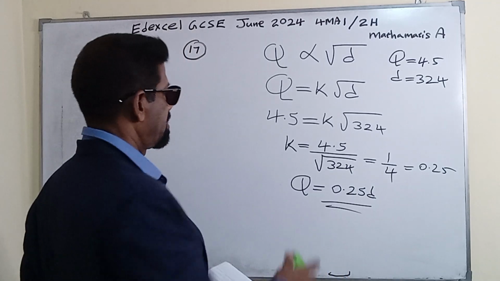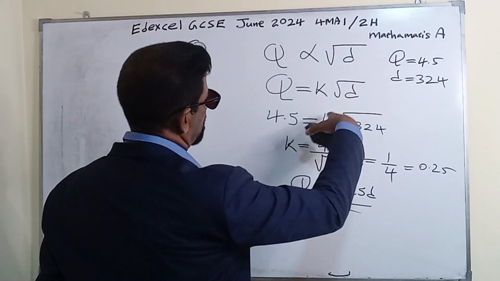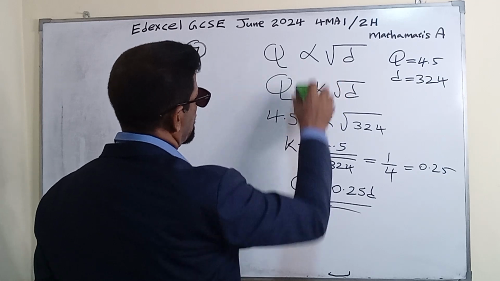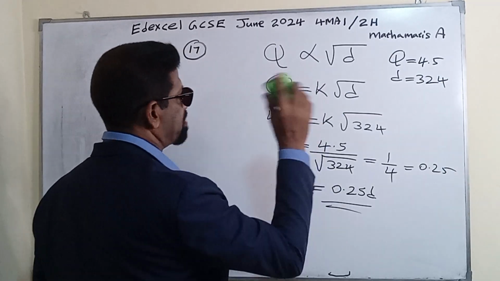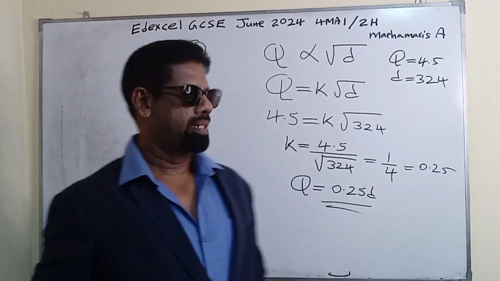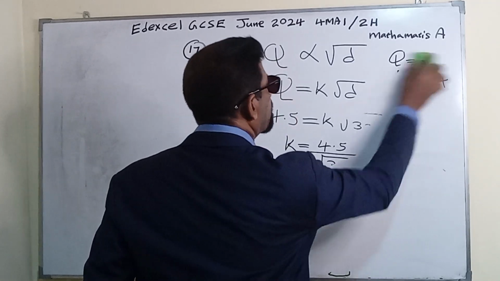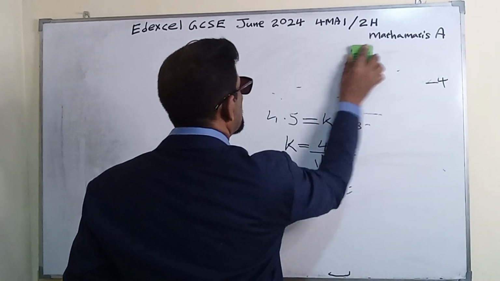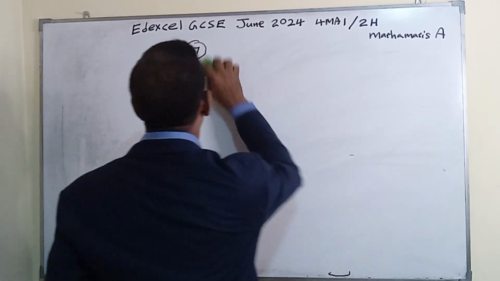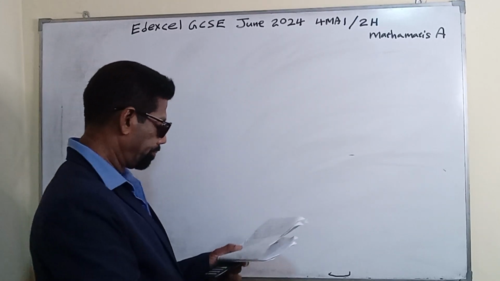Inverse proportional would mean 1 over root d, but this is direct. For a proportional statement you put k, substitute the Q and D values, and you can find the constant. That is the answer. So now we are going to do question number 18.